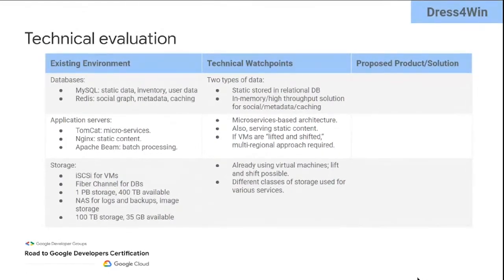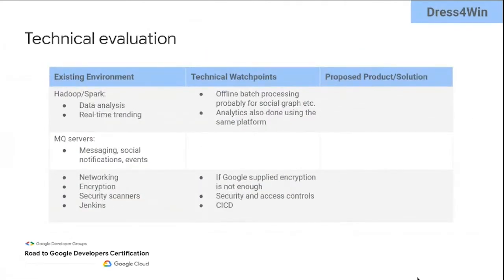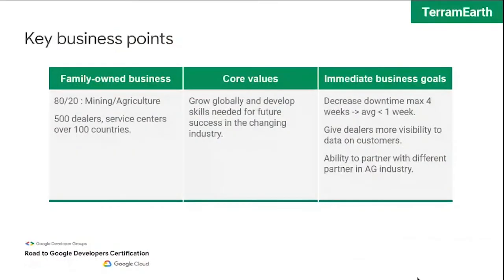They need to use different classes of storage that I will explain later. They also use Hadoop and Spark and a few message queuing services. They have a requirement for networking, encryption, security scanners, and CI/CD, and there are Google services that provide those features, which I'll explain. The next one is a company in mining and agriculture that has a lot of dealers all over the planet. They're going to grow globally.